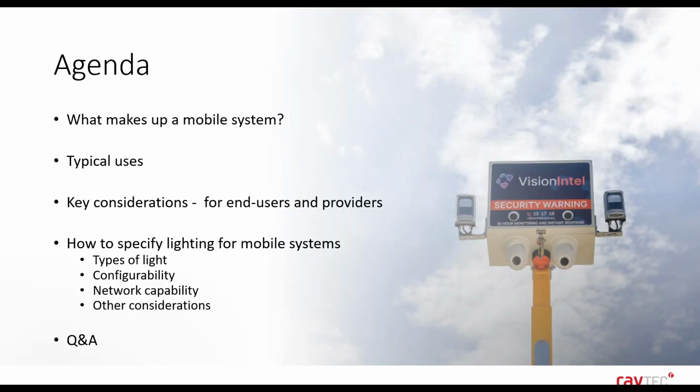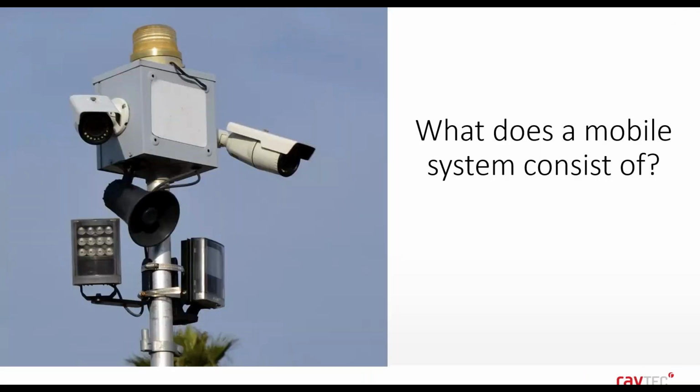Today we'll be going through what makes up mobile security systems, typical use cases, key considerations for end users and providers. Importantly, how to specify lighting. Of course, that's why we're all here, specifically for mobile systems. So the types of light that you can use, configurability, network capability, and other considerations. And then finally, we'll finish up with a Q&A as mentioned. So hopefully there are lots of questions. So let's delve straight in.